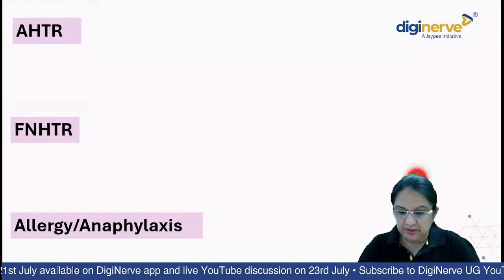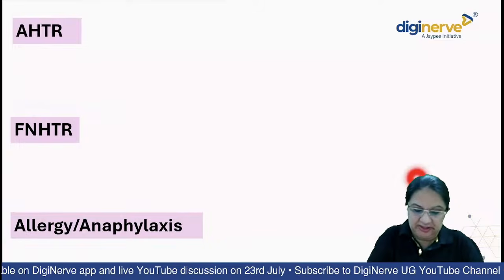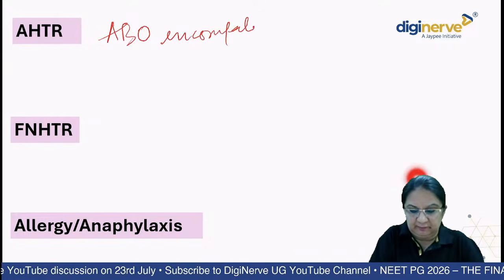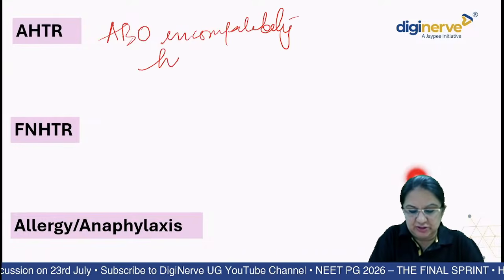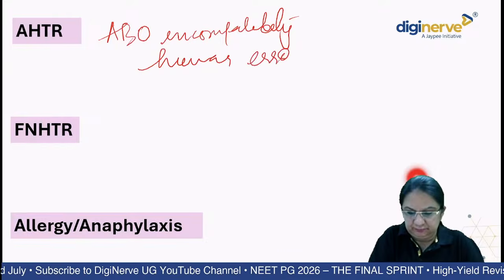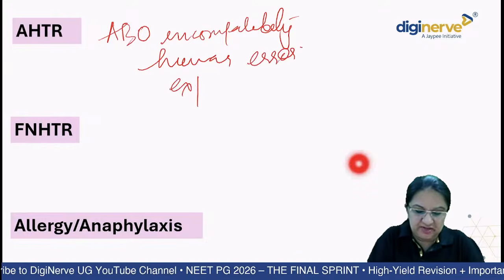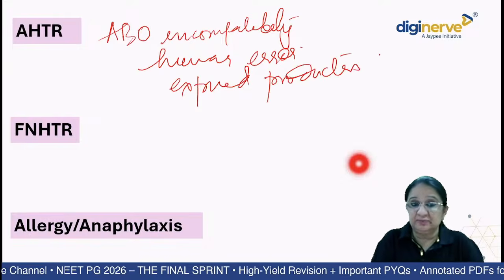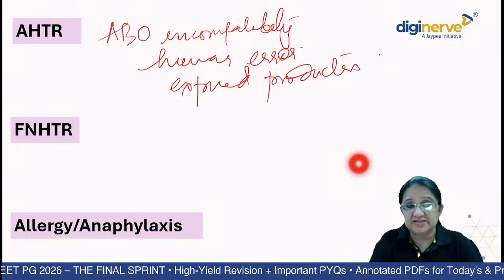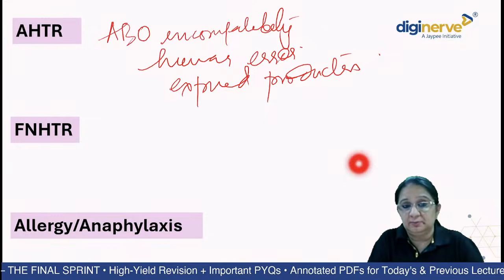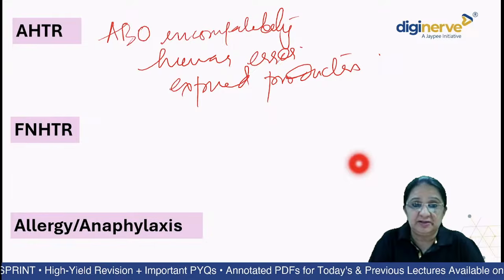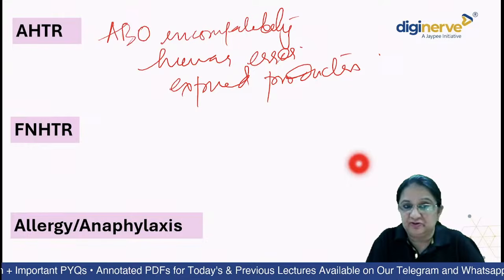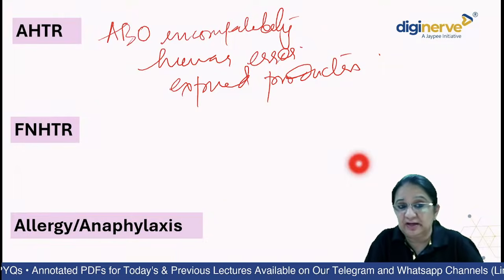Now, coming to acute hemolytic transfusion reaction, I already told you it is basically because of ABO incompatibility, usually by human error or probably due to use of expired products. You immediately stop the transfusion, you check everything, you take samples, and do the blood grouping and cross-matching again. The initial step is to stop the transfusion, right? And remove the blood banking tube.